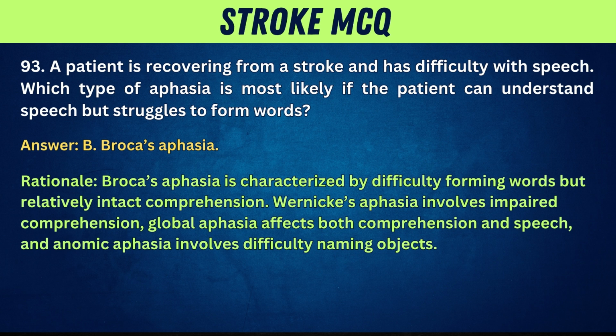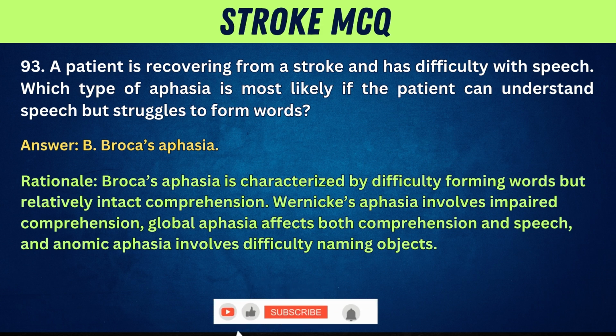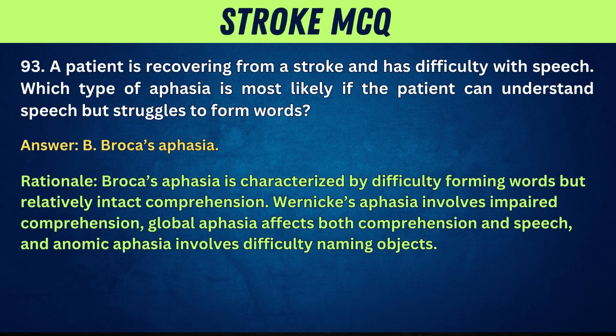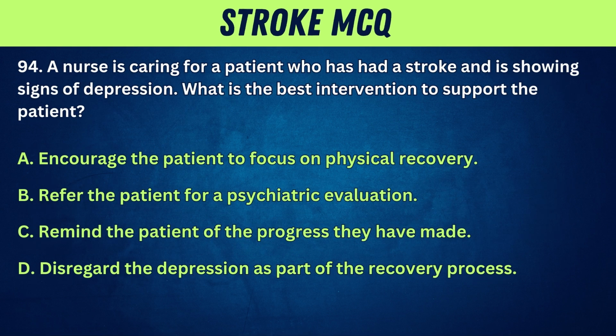Rationale: Broca's aphasia is characterized by difficulty forming words but relatively intact comprehension. Wernicke's aphasia involves impaired comprehension. Global aphasia affects both comprehension and speech, and anomic aphasia involves difficulty naming objects.